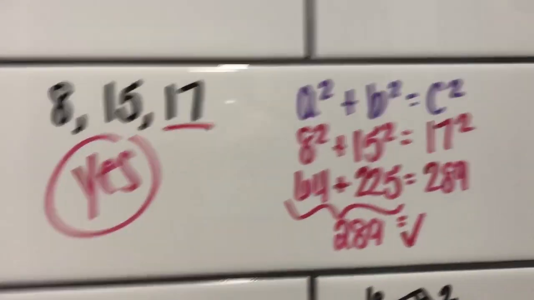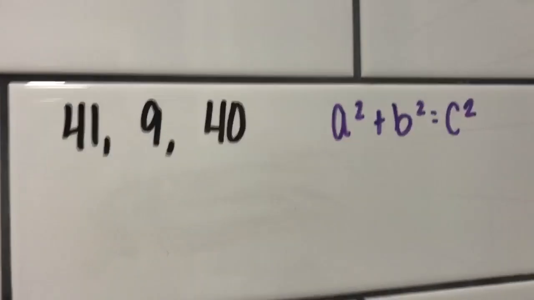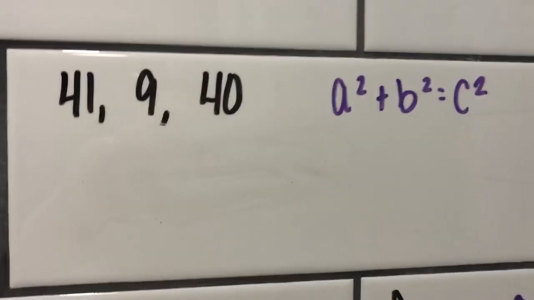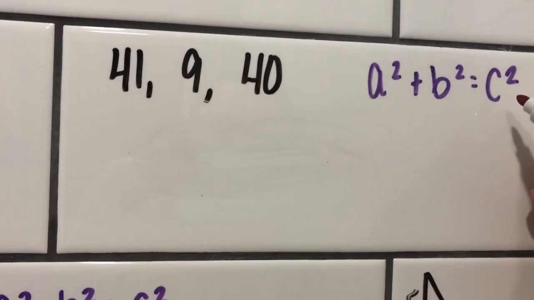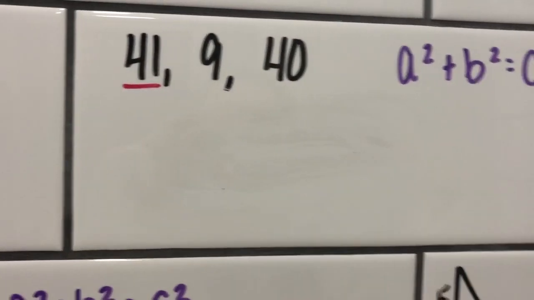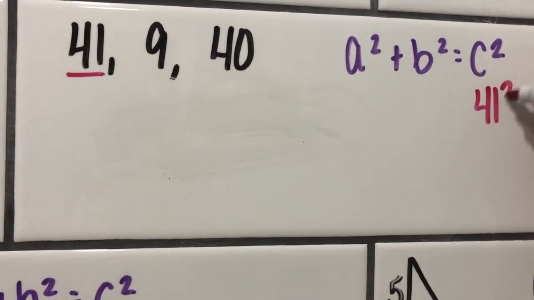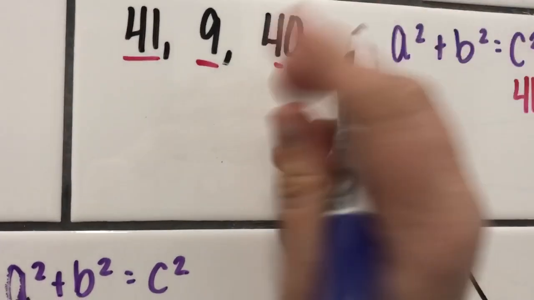Now why don't you pause the video and try this one on your own, and I will do it out for you. But if you pause it, you can try it before you listen to me do it. So for this one, 41 is my biggest number. I'm going to plug that in for C. A and B don't matter where they go.